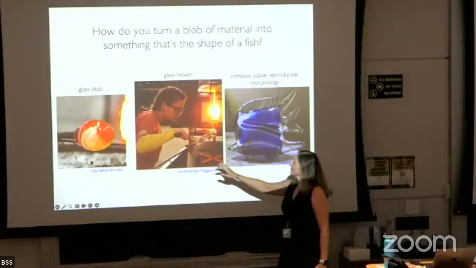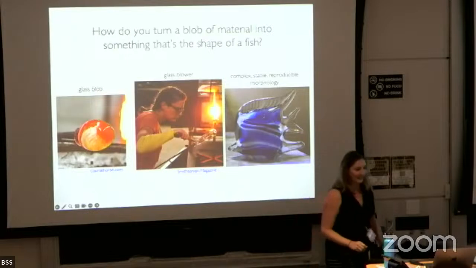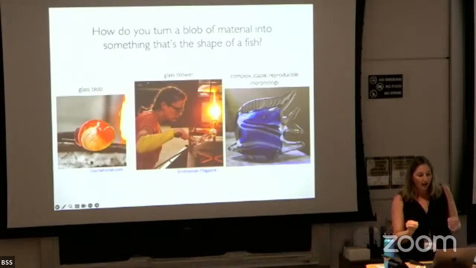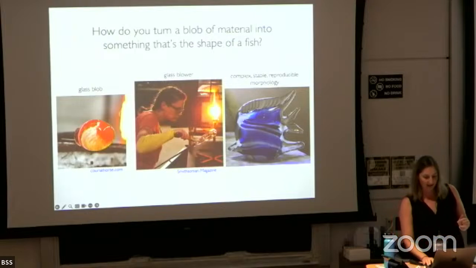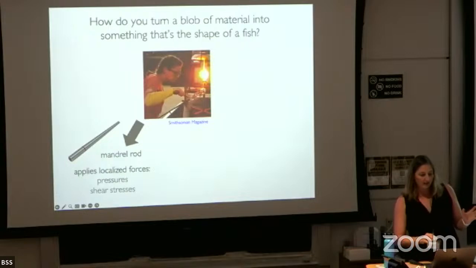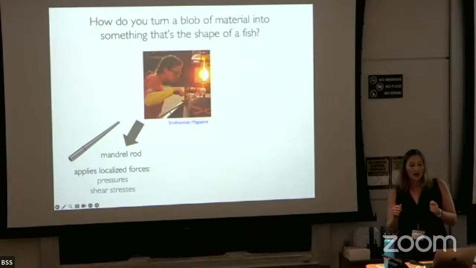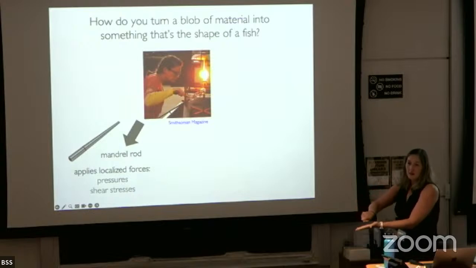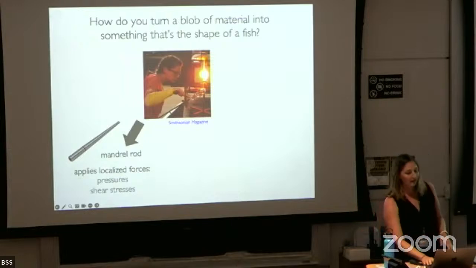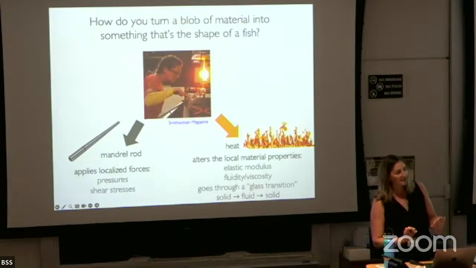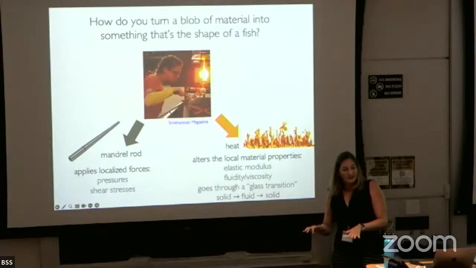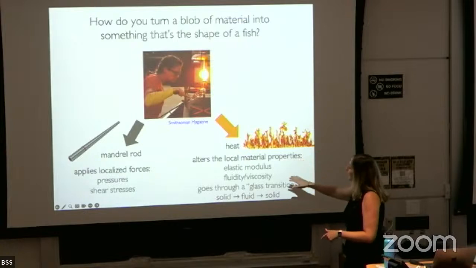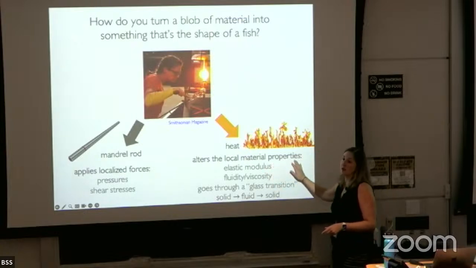It's a fish. Okay. And so the idea is that you can make a complex, stable, reproducible morphology if you're an excellent glass blower. And the way that you do it basically is you apply localized forces. So you use a special table and what's called a Manjot rod to apply specific localized forces to various places in the blob, right? And you also, and this is really key, this is why people use glass, you use heat. And for glass, you use heat because it alters significantly the local properties.